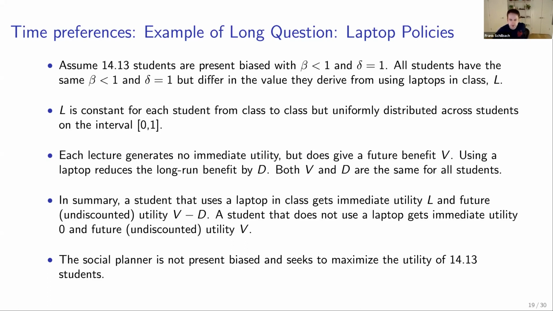So in summary, a student that uses the laptop in class gets immediate utility L and future undiscounted utility of V minus D. And a student who does not use a laptop gets immediate utility of 0 and future discounted utility of V. And now the social planner is not present biased and seeks to maximize the utility of students from his perspective.